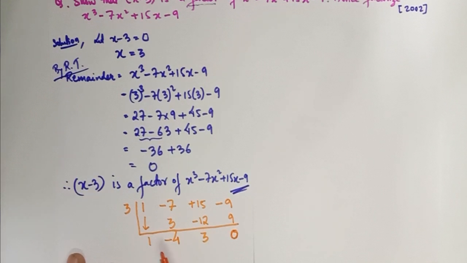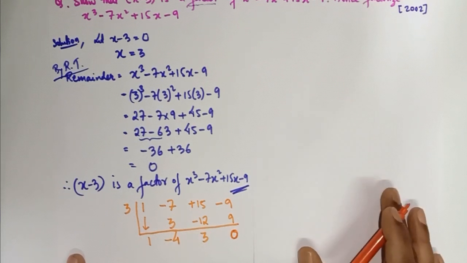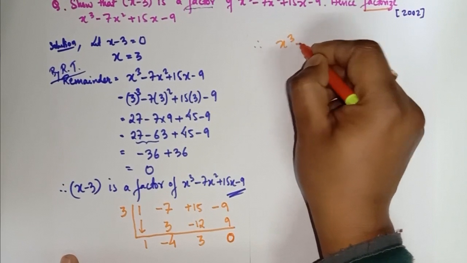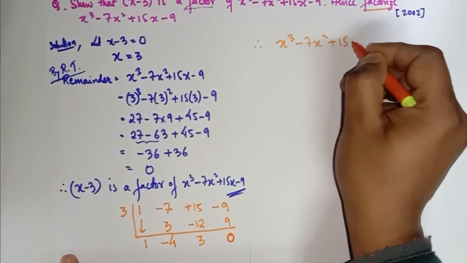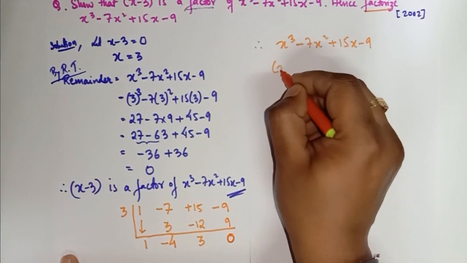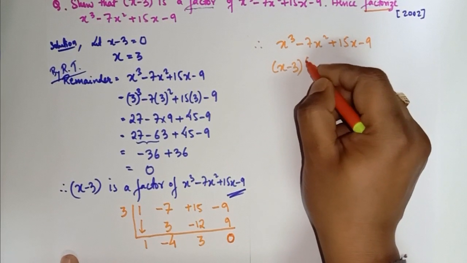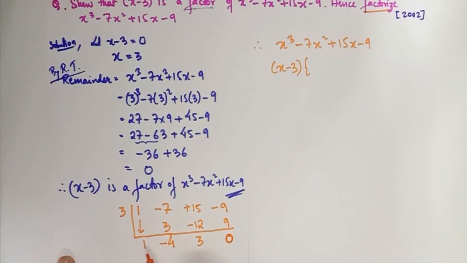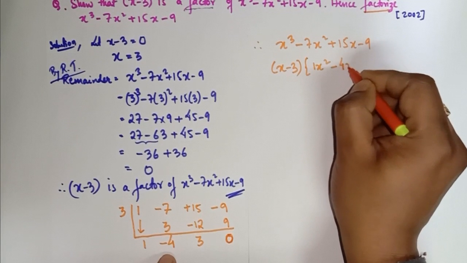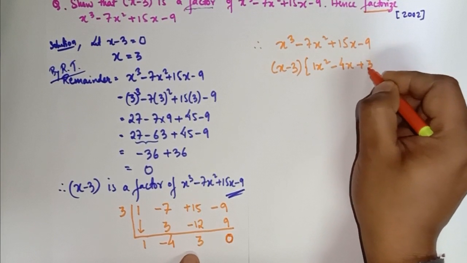So I got this. This is the synthetic method. Now I'll write the factorization. So x cubed minus 7x squared plus 15x minus 9 equals, now you'll write this factor, x minus 3 is your factor. Next in another bracket you'll write this: this 3 is the constant, this is x, and this is x squared. That means this side will be 1x squared, then this side is a minus 4x, then this will be a plus 3.